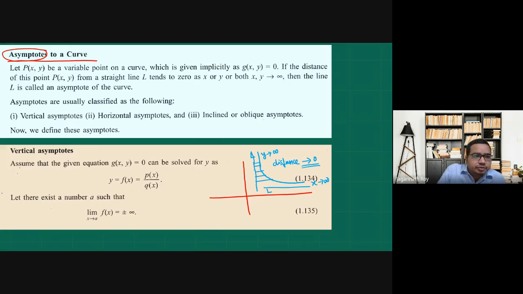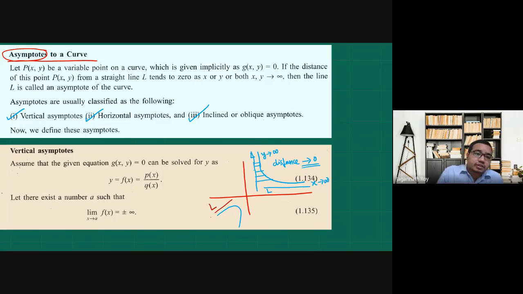Now there are three types of asymptotes: vertical asymptote, horizontal asymptote, and oblique or inclined asymptote. In the last lecture we have seen that if we have a curve like this, the given curve is of this form, then an oblique or inclined asymptote will make some angle with the x-axis. So this is oblique. It could be like this one.